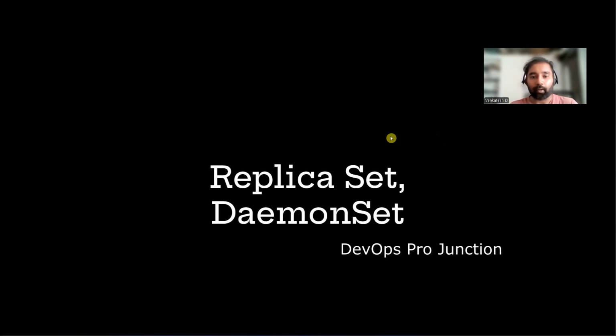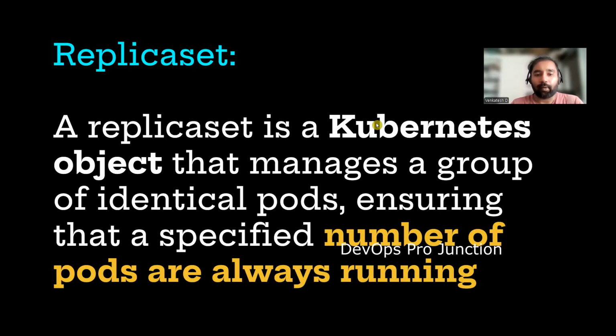Let's dive into the topic. We are going to see the replica set first. So what is replica set? Replica set is one of the objects in Kubernetes, which is used to manage the number of pods that are always running on your Kubernetes cluster. So for that only we are using it.